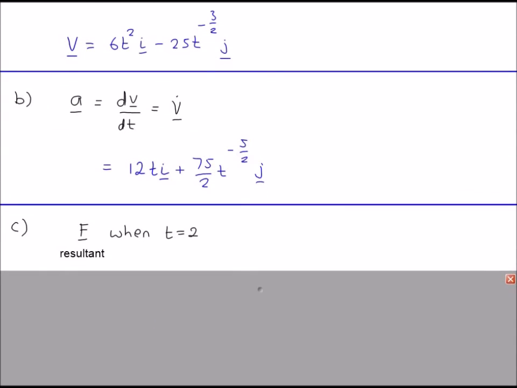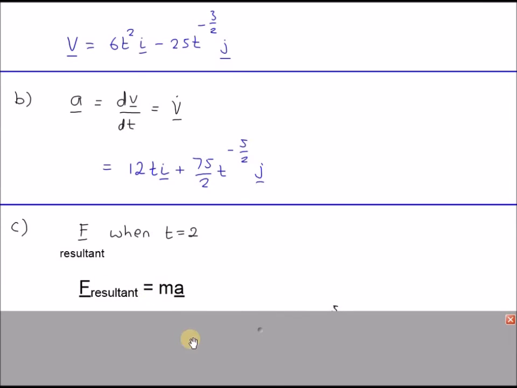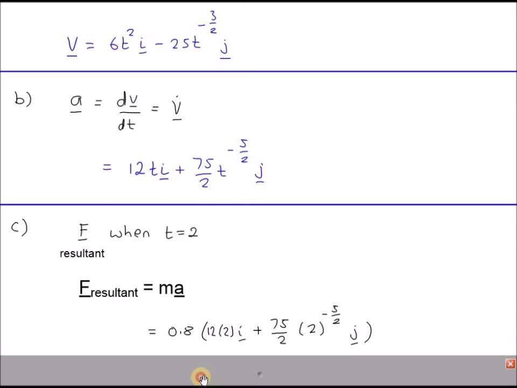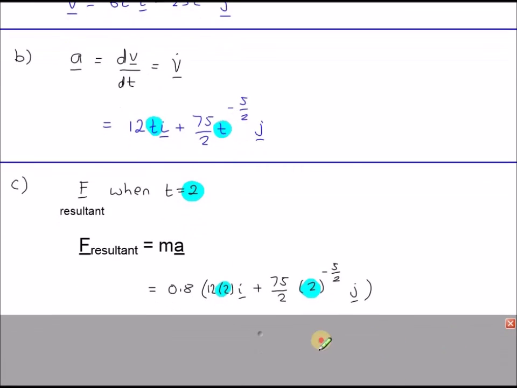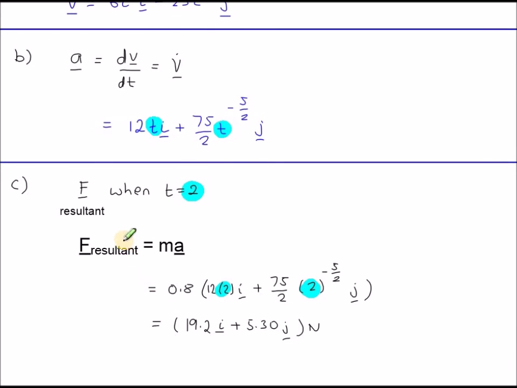So to work out the resultant force on the particle at the instant when t equals 2 seconds, we need to use Newton's second law. So F equals ma, that's in vector form, and we have the acceleration vector here, which will go there, and we have the mass already. And there's the mass, 0.8 kilograms, there's the acceleration vector, and we're just substituting in t equals 2 into here and here, like so. And then we simplify, and we have our resultant force in newtons.